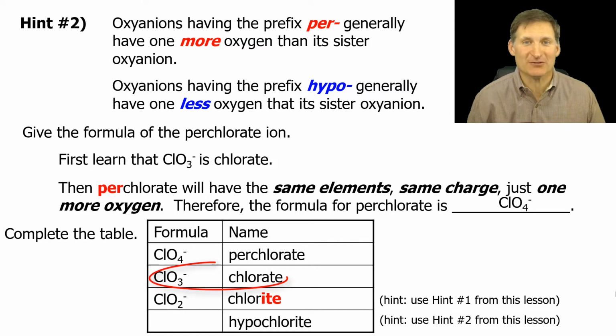Since chlorate has 3 oxygens and this formula has 2, hint number 1 tells us the one with less oxygen should end in "ite," hence the name chlorite. And for the last row, the prefix hypo means one less oxygen, so hypochlorite has only 1 oxygen, as shown.